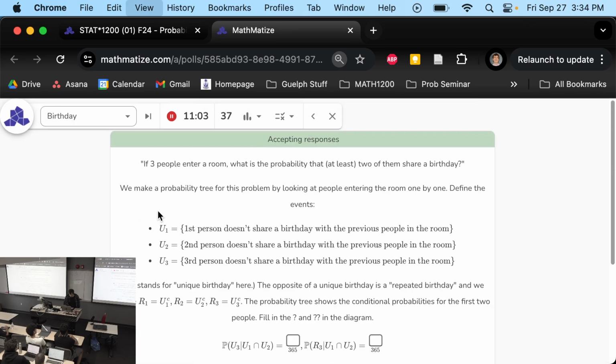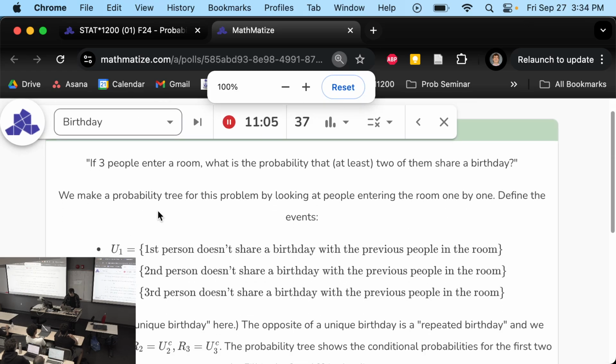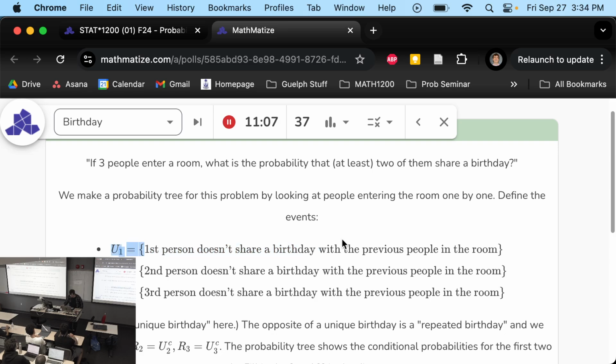So yeah, let's read these. So U1 is the event: the first person doesn't share a birthday with the previous people in the room. In other words, the first person has a unique birthday, so to speak. U2 is the second person doesn't share a birthday with the previous people in the room. U2 has a unique birthday, and so on. And unique means with the people behind them, right? What we would like to find is the probability that U1 intersect U2 intersect U3, they all have unique birthdays. That's what we're looking for when we're trying to figure out the probability that 2 of them share a birthday.